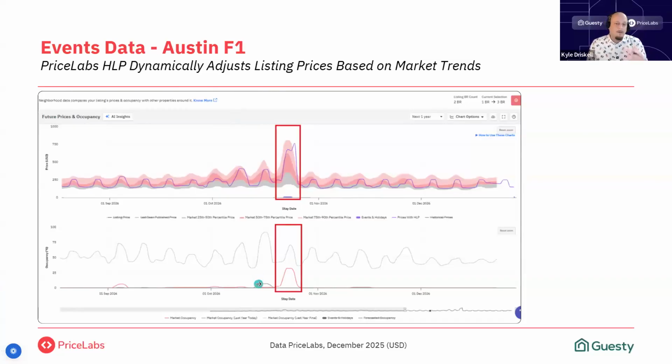Now, this is where the F1 event was last year. So if you were on static pricing and you were trying to match your historical pricing, you could potentially end up being too high during that period. So here's one example of PriceLabs in particular being able to help identify an event and help you raise your pricing, and then hopefully capitalize on that increased demand there.